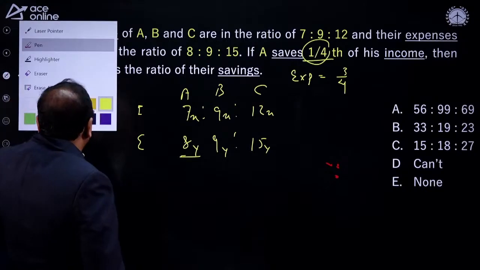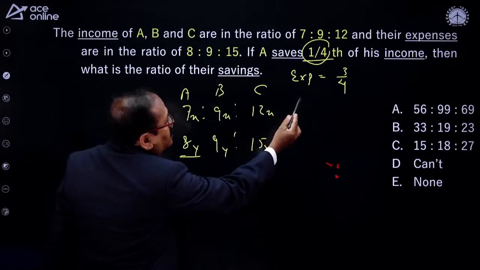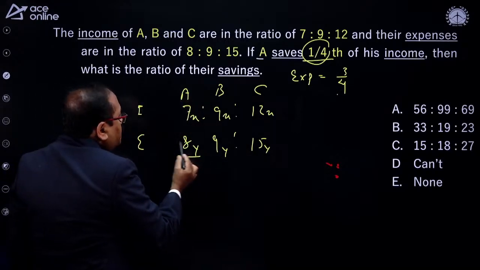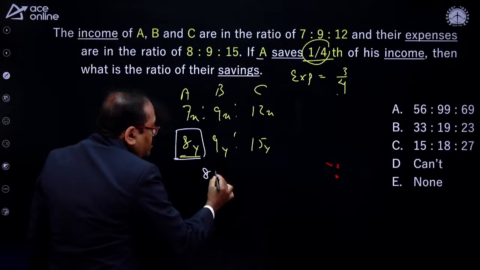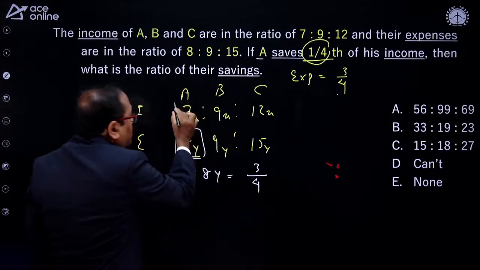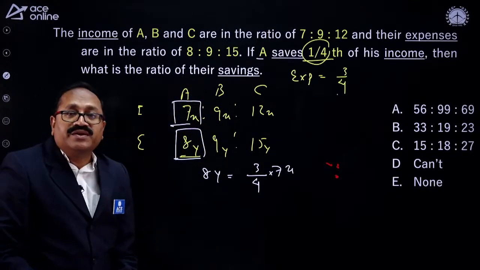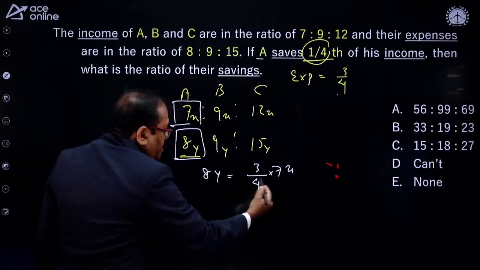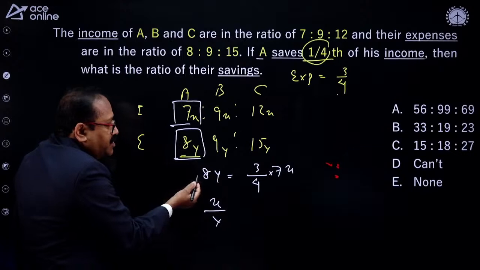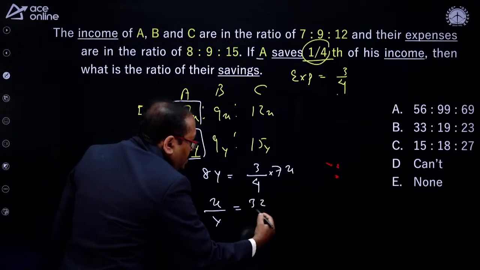Now, Sumit Pawar ji, how do I respond to this one? It is said that A's expenditure is 3/4 of the income. So A's expenditure is 8y. Given to us is 8y is equal to 3/4 of its income. The income is 7x. So from here I will be getting some ratio. What is that ratio? X by y, if I consider x by y, this y comes over here and this will get multiplied over here. And that is 8 into 4 is 32 by 21.